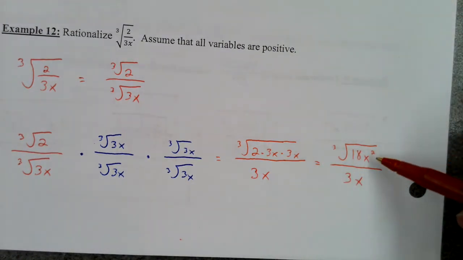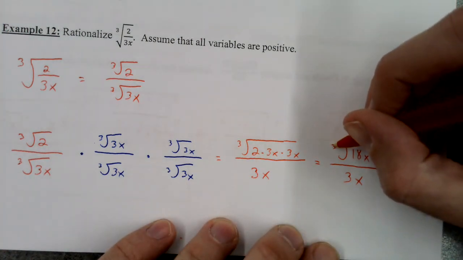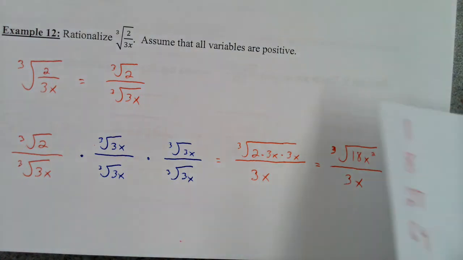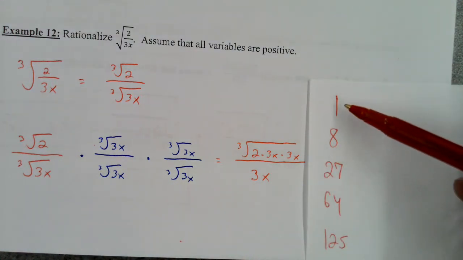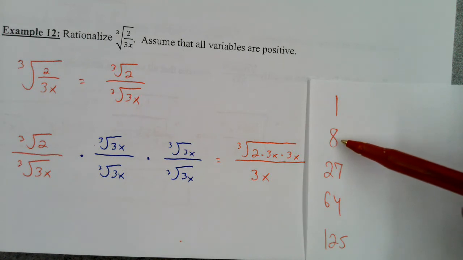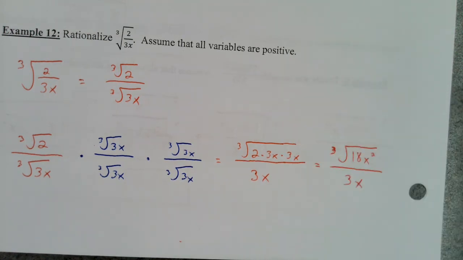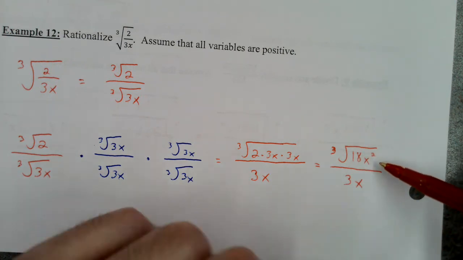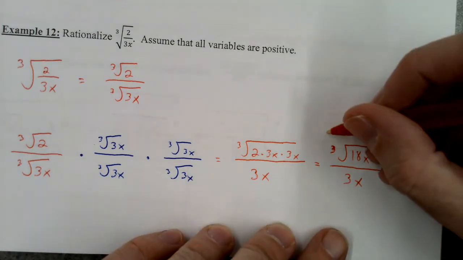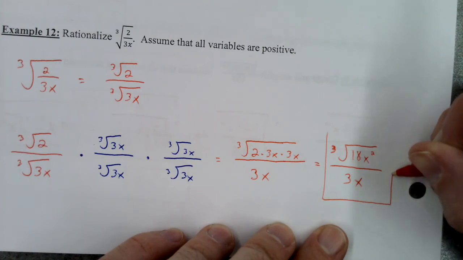Then you'd want to see if you can take out anything, like is there a perfect cube that's a factor of 18? No, because you have 1. That's not a factor of 8. Oh, it is, but you can ignore 1. 8 is not a factor of 18. 27 is not because it's bigger. So you cannot simplify the cube root of 18, and you can't take out any groups for the x's, so I'm going to leave that as my final answer.